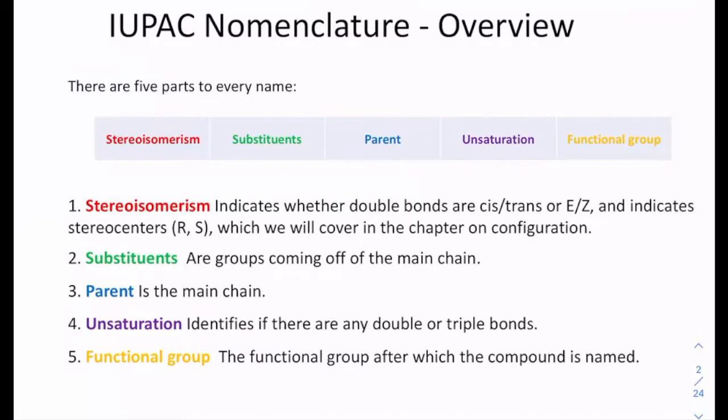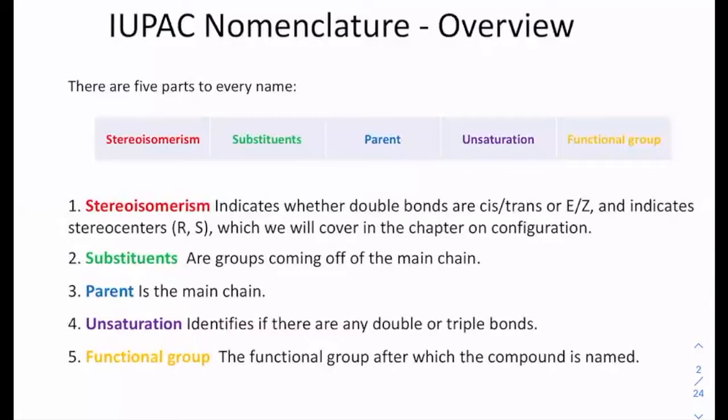The International Union of Pure and Applied Chemistry, or the IUPAC, has come up with a systematic way to name organic compounds. This is an effort for everyone to always be talking about the same thing. We can have a very complicated organic compound, but we need to be able to name it so that everyone knows exactly what we're talking about. And so here is an overview of the nomenclature set up by the IUPAC.